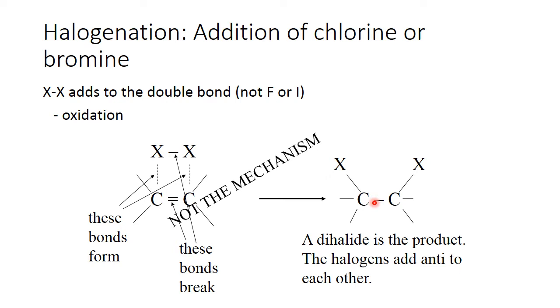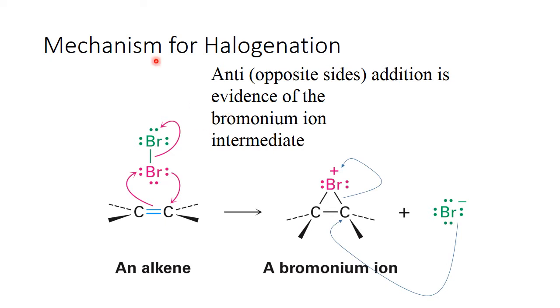I'm just showing you a simple way of figuring out how you get the product of this reaction. A dihalide, meaning two halogens are attached to adjacent atoms. A dihalide is the product. We call them vicinal dihalides. Vicinal means on adjacent carbons. So we have a dihalide as the product. And what we're going to find is that the halogens add anti to each other. Now, you don't know what that means, but in a little bit you will.